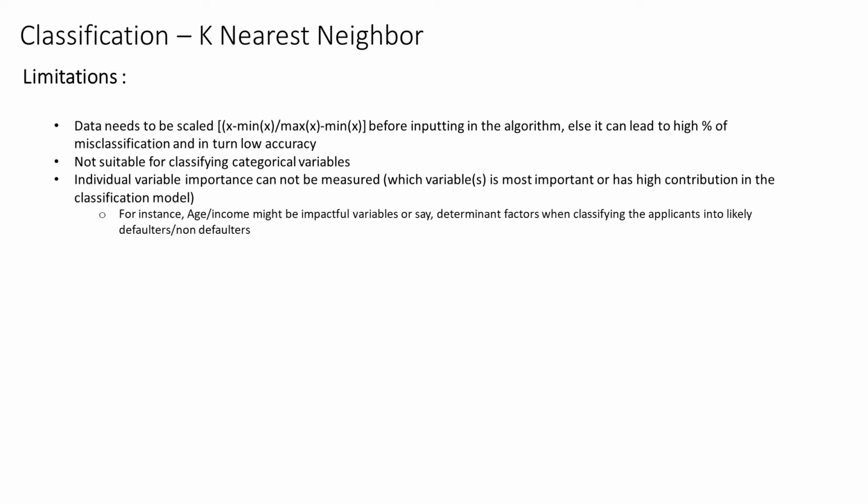Let's consider the limitations of the k-nearest neighbor technique. First, the data needs to be scaled before it is input in the algorithm, or it might lead to a high percentage of misclassification and, in turn, low accuracy. The KNN method is not suitable for classifying categorical variables, and individual variable importance cannot be measured, as in which variable or variables are most important or have the highest contribution in the classification model.